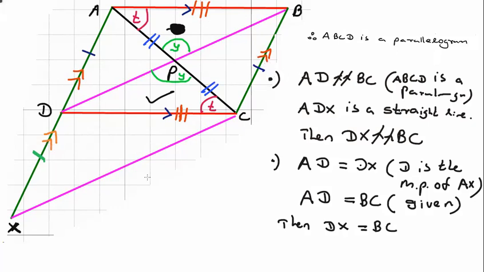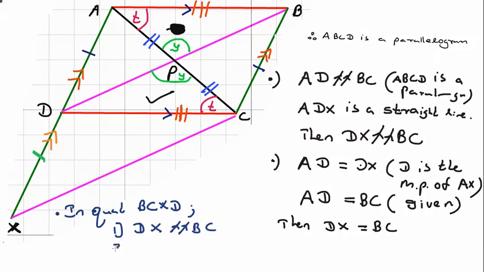All right. So now we can say in quadrilateral BCXD, number one, DX parallel BC, and number two, DX equals BC. So therefore, this quadrilateral BCXD gets a special name.